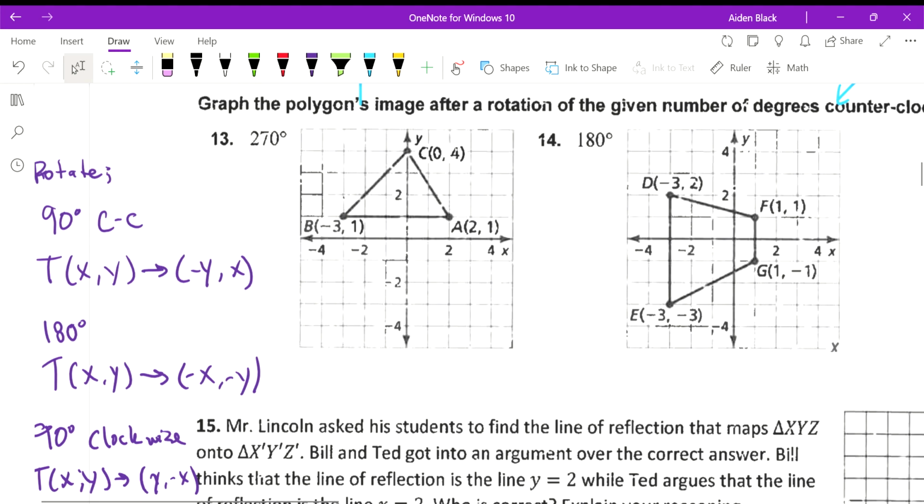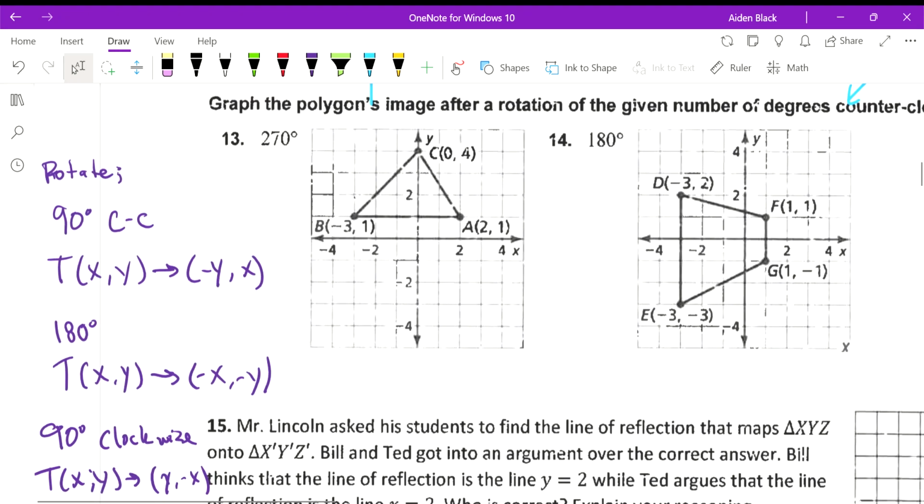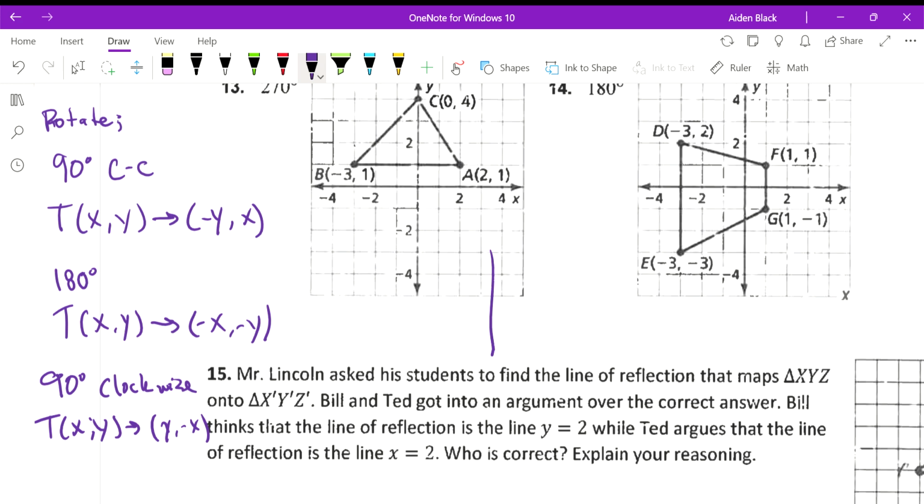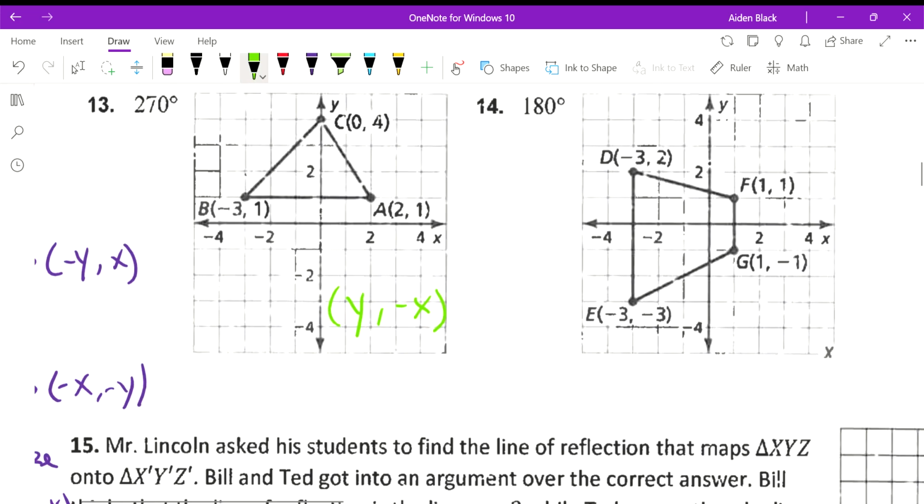So the first one wants us to go 270 degrees counterclockwise. And what we need to realize here is, if I have a point here, if I go 270 degrees counterclockwise, that's the same thing as going 90 degrees clockwise. Okay, so we'll use this one, where the rule is y comma negative x. So let's try it out.